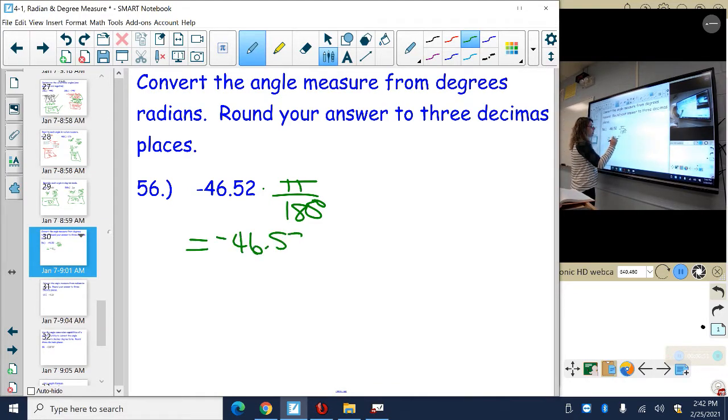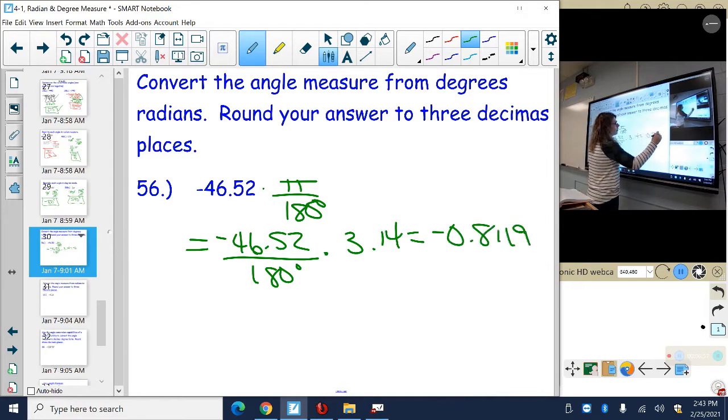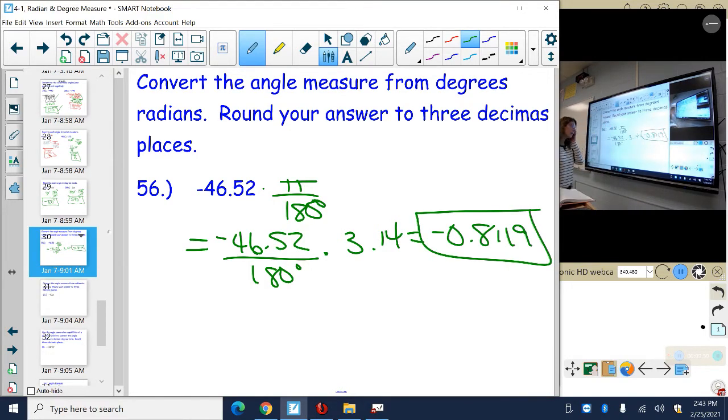So what you're typing in the calculator is going to be this right here. Okay?